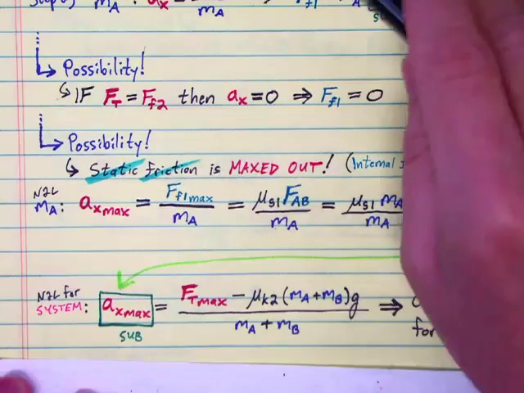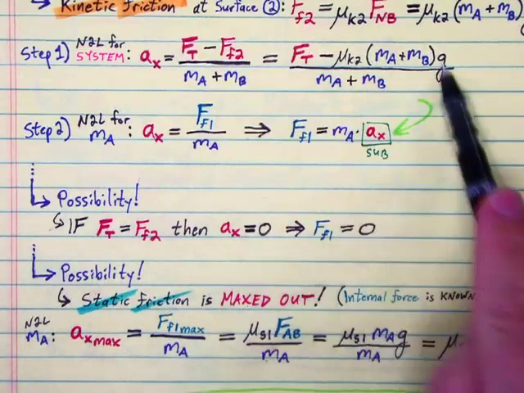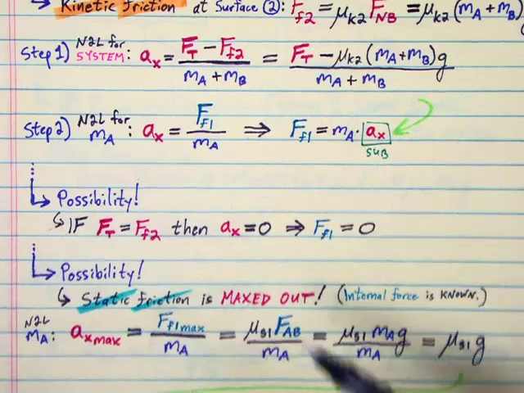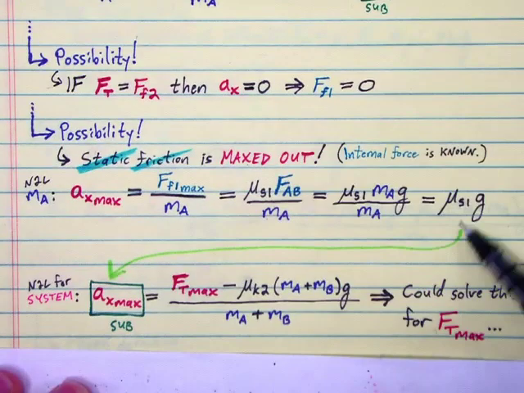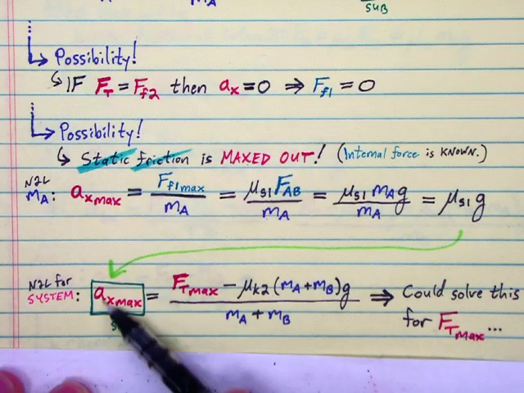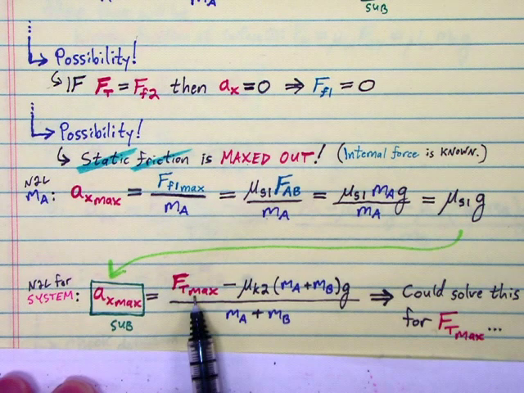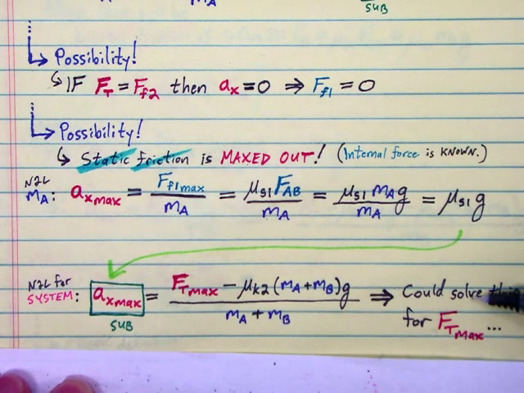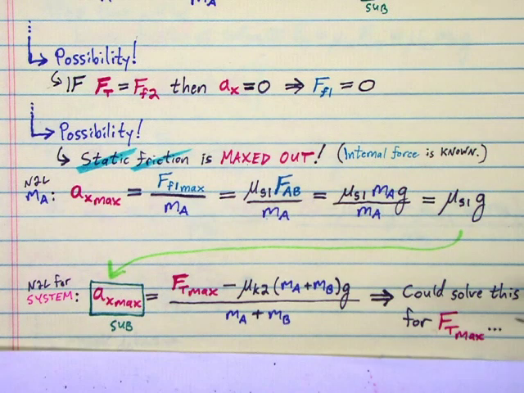So here's our system N2L, just rewritten. And if I know what the max acceleration is, that tells us the max tension in that cord. So we could solve this potentially to find the maximum tension in that cable. So this is helping us determine how hard the gator could pull without breaking static friction.